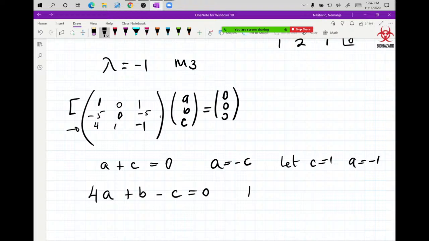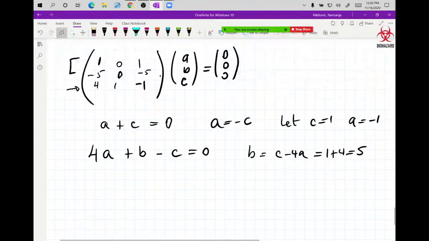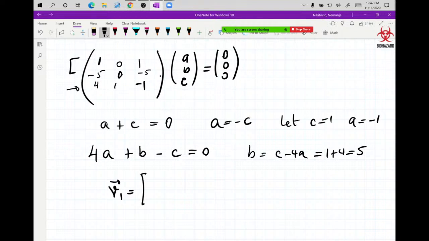B from here, which is what we are looking for, is going to be C minus 4A, which is 1 plus 4 is 5, if I did this arithmetic correctly, which gives us first eigenvector of -1, 5, 1. And that takes care of things. Cool. Now what do we do? Now we square the matrix and see what we get from there.